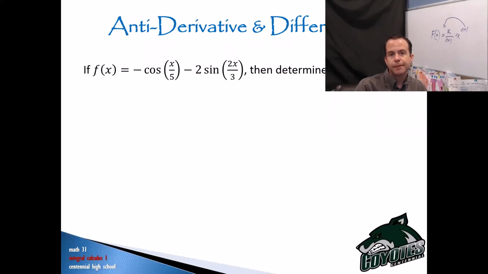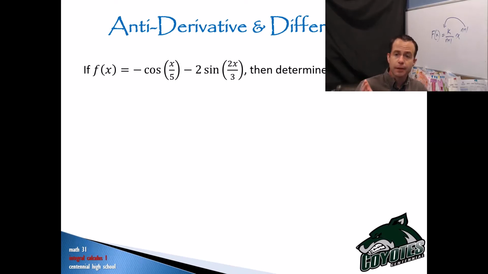Okay, if f of x equals negative cos of x over 5 minus 2 sine 2x over 3, determine the antiderivative. So the antiderivative of cos is sine, but then I have a 1 over 5 x there, so I'd have to take my coefficient and divide by 1 over 5, which is the same as saying multiply by 5. So that's going to end up being negative 5 sine of x over 5.